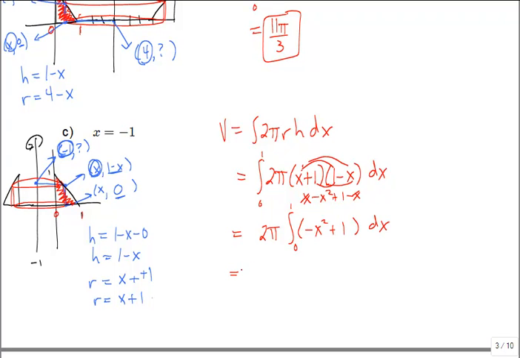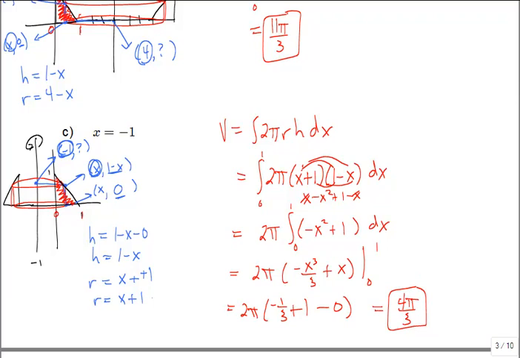So when you integrate that, you get negative x cubed over 3 plus x. So when I plug in 1, I'm going to get negative 1/3 plus 1. When I plug in 0, I'll get 0. Negative 1/3 plus 1 is 2/3. 2/3 times 2 pi is 4 pi over 3.